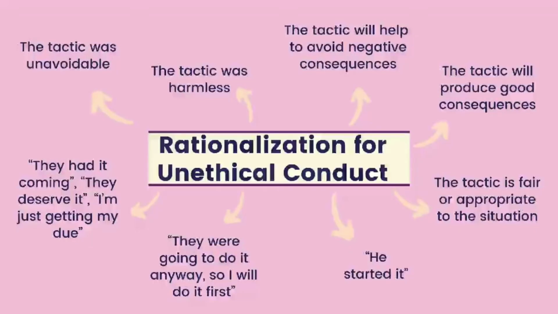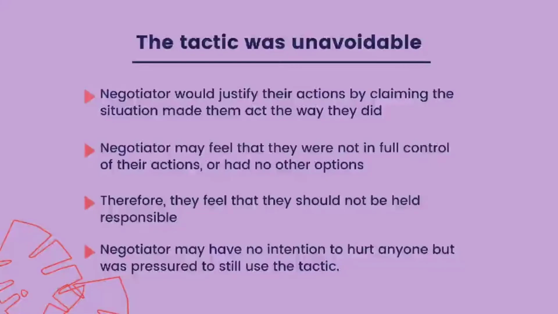In total, there are 8 examples of rationalization for unethical conduct, but I will only be explaining 2 of it. The first one is, the tactic was unavoidable. Negotiators frequently justify their actions by claiming that the situation made it necessary for them to act the way they did. The negotiator may feel that she was not in full control of her actions or had no other option. Hence, she should not be held responsible. Perhaps the negotiator had no intent to hurt anyone but was pressured to use the tactic by someone else.